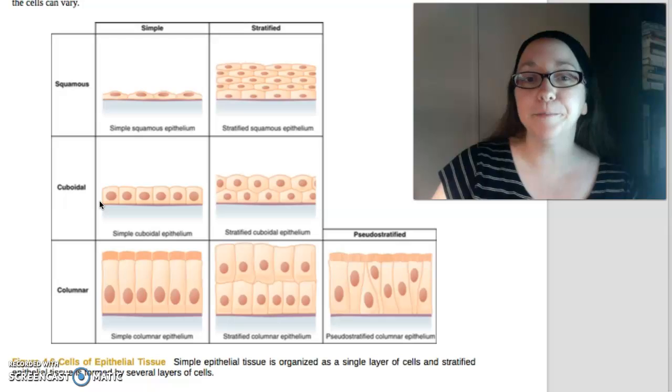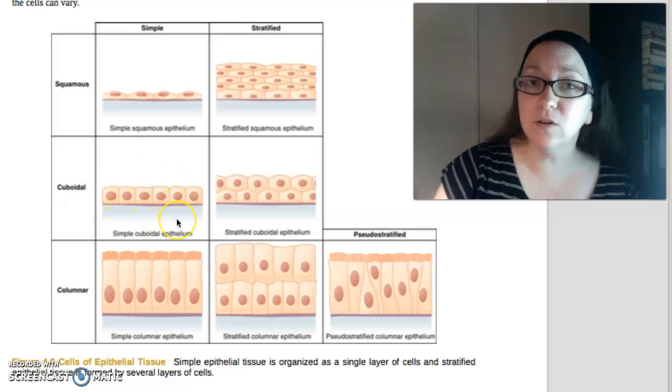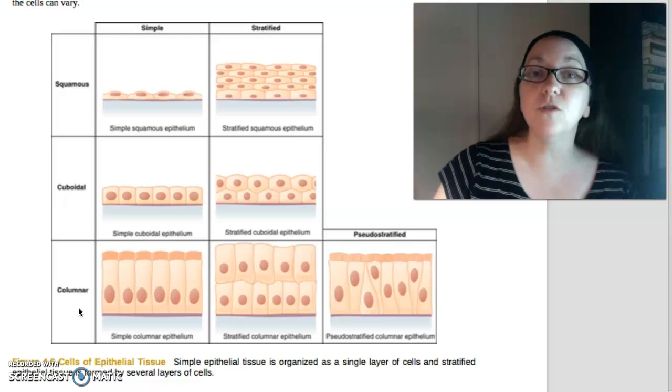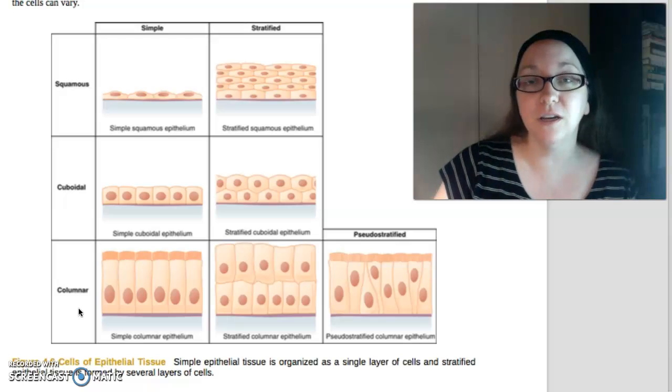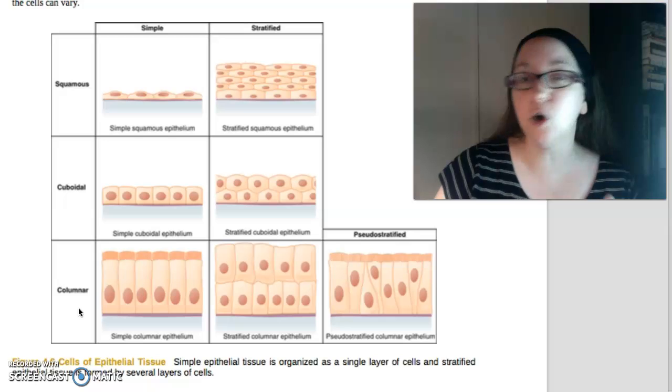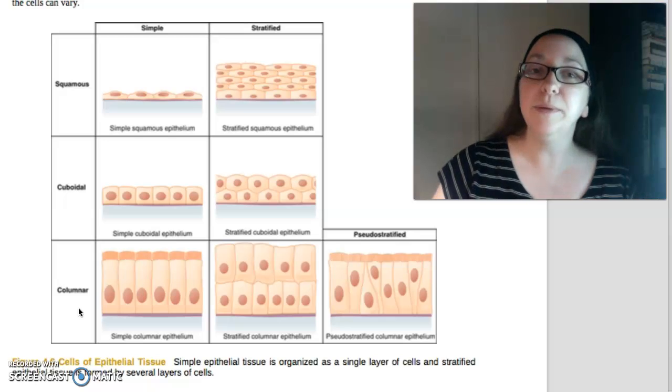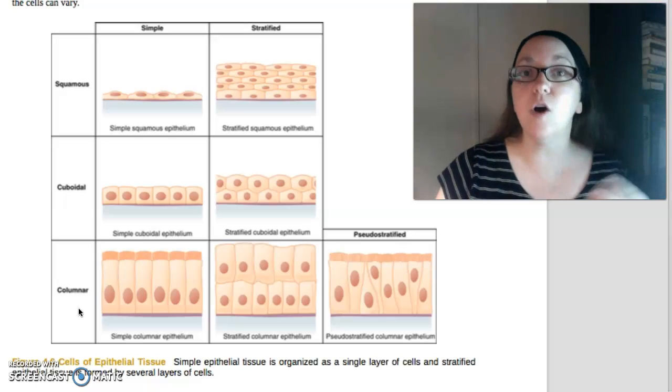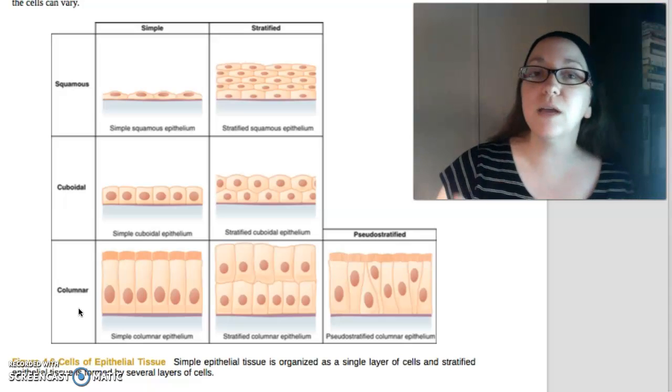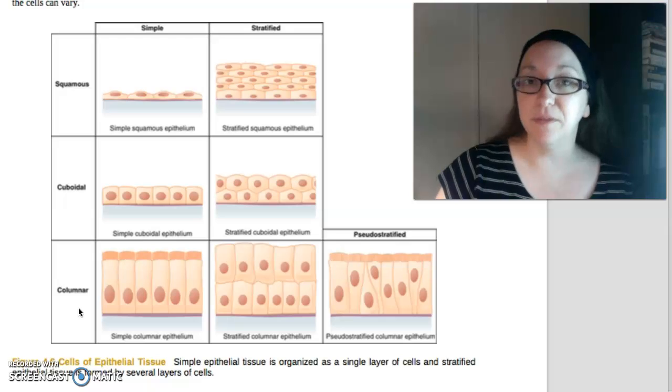So you can have cuboidal cells, and then columnar are like they sound. They're a column. They're the rectangular cells. They look, again, not perfectly sharp-edged rectangles, but they look taller than they are wide. So they look like a tall, skinny column. So there's three basic main shapes for epithelials.